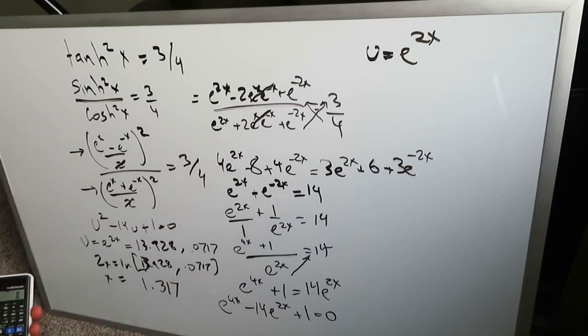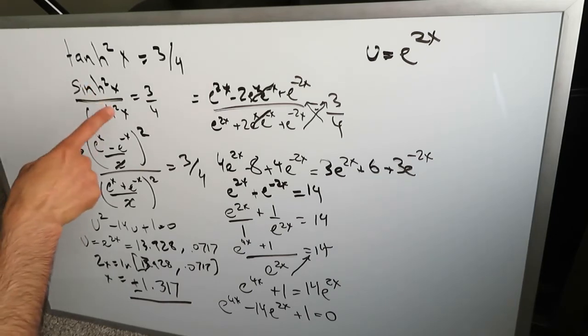Then let's do 0.0717, natural log it and divide it by 2. I get minus 1.317, the same magnitude. So we're getting two answers, a plus and a minus version. Plus and minus 1.317. And these are the x values.